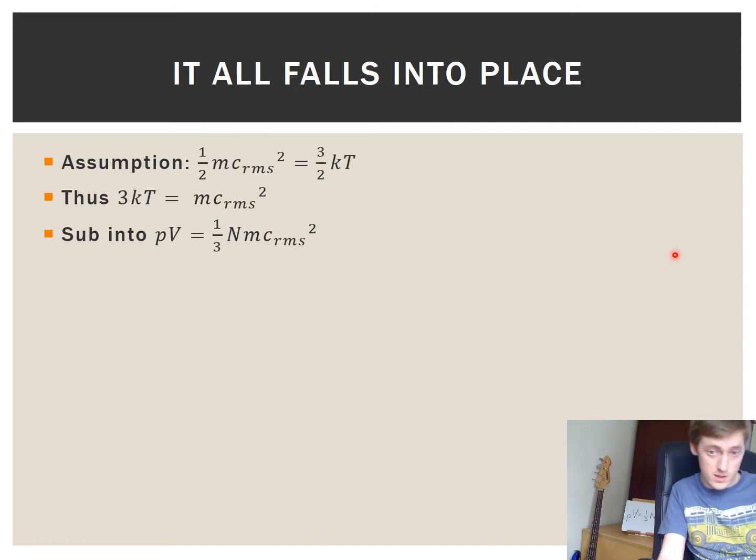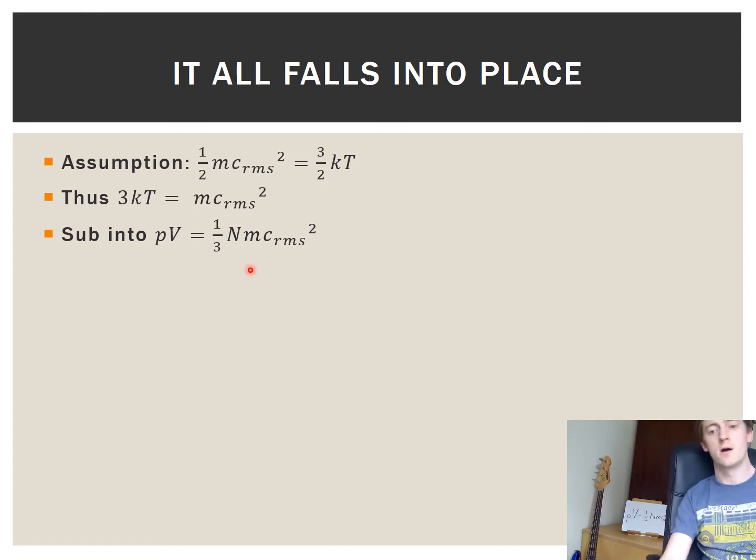We can substitute that expression into the ideal gas equation. Sorry, not the ideal gas equation. We're getting slightly ahead of ourselves. We substitute it into the kinetic theory equation, which is PV is equal to a third n m c_RMS squared, which is the thing we just proved there, which is there on the board.